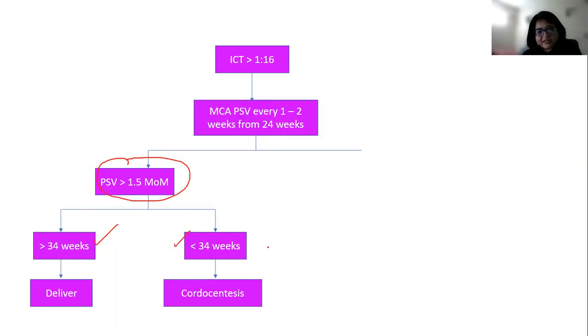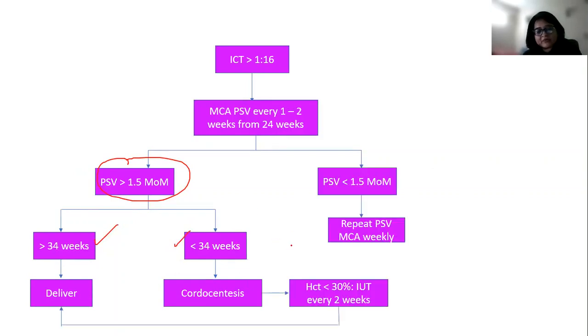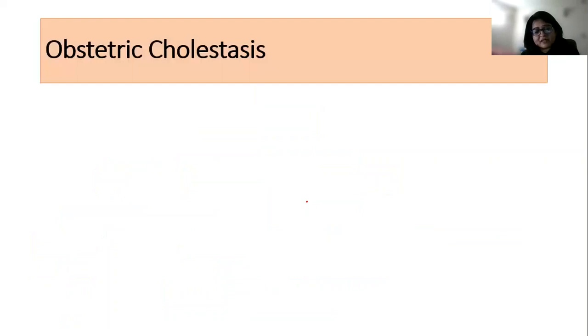So it's actually very simple. If you understand this flow chart, it's very simple. You just have to go step by step. First do an ICT. If that is more than the critical titer, then start doing MCA PSVs. If that crosses 1.5, then start doing intrauterine transfusions, cordocentesis, but only if she's less than 34 weeks. Our main aim is to get her beyond 34 weeks. If less than that, we have to do intrauterine transfusion.